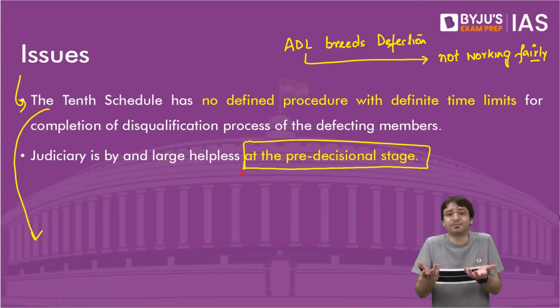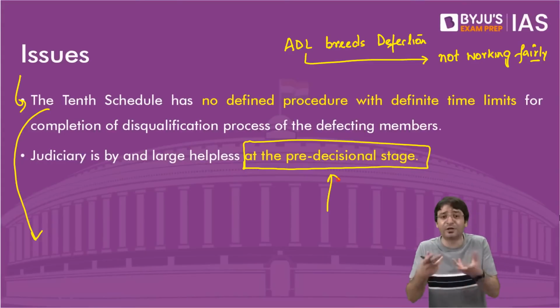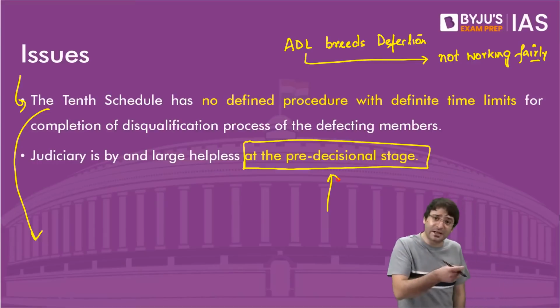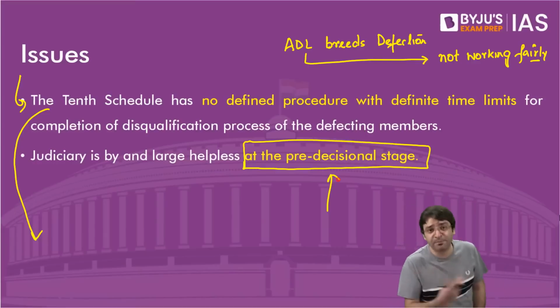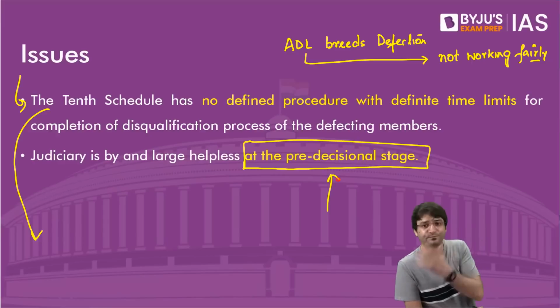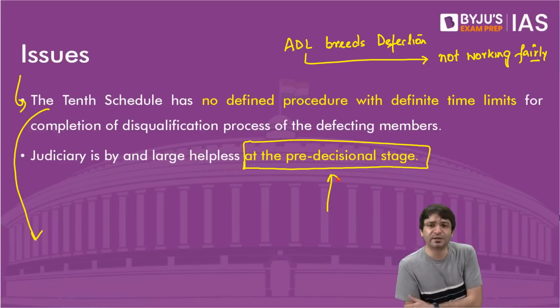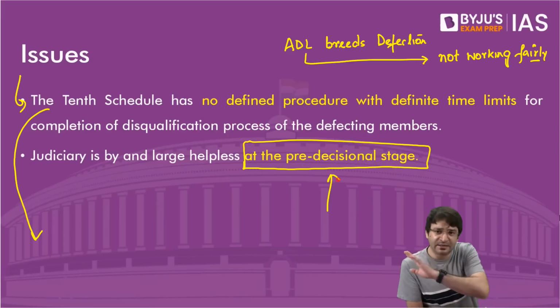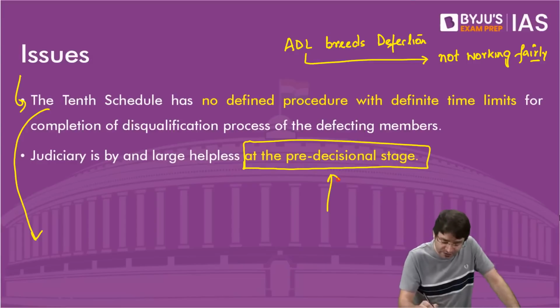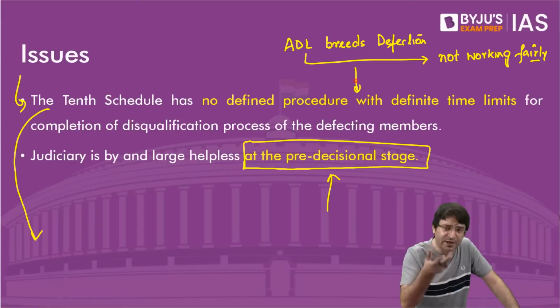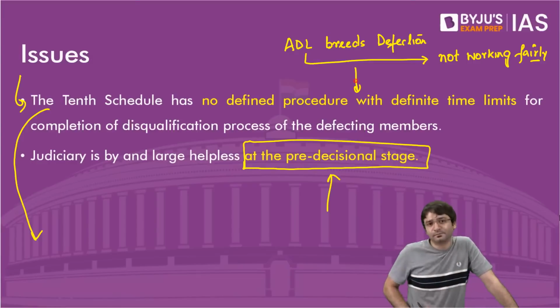But we are helpless, my dear, when the speaker is yet to decide. When the matter is still in a pre-decisional stage, we can't help you because there is no time limit. This happened in 2014, and till 2018 he was a minister, and even till then, he was not disqualified because there is no time limit within which the speaker has to take any decision. That is the biggest problem.